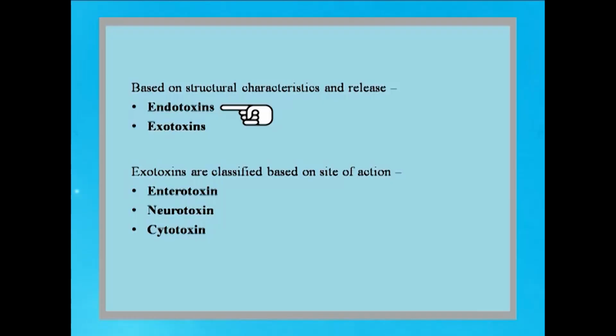Based on the structure and the release of the toxin, the bacterial toxins are categorized into two types. One is called the endotoxin and the other one is called the exotoxin. The endotoxin is the one which is an integral part of the bacterial cell which is not released in the external environment. For example, the lipopolysaccharide of the gram-negative bacteria. However, the exotoxins are the proteins or the substances which are released by the bacterial cells in the external environment, and therefore this is mainly seen in the case of gram-positive bacteria.